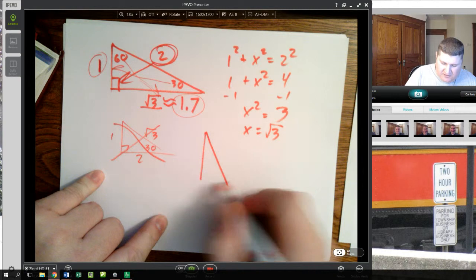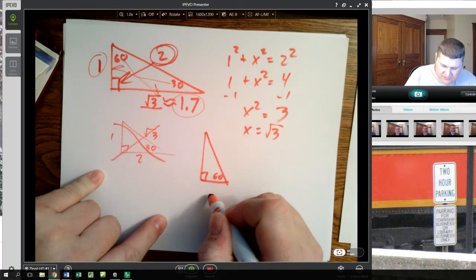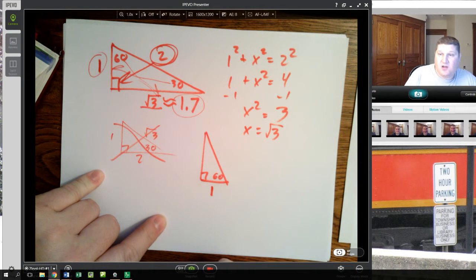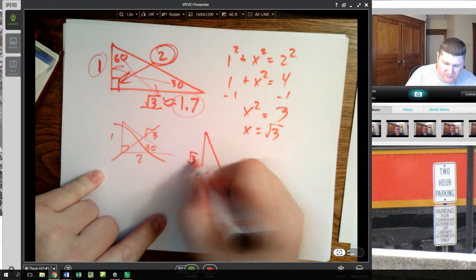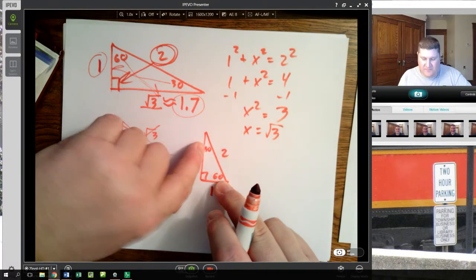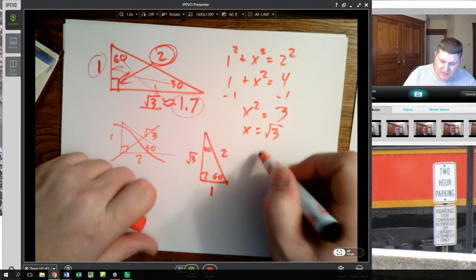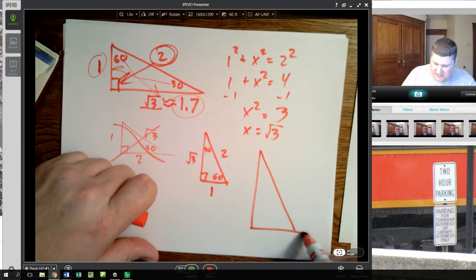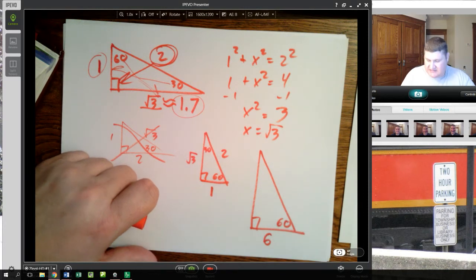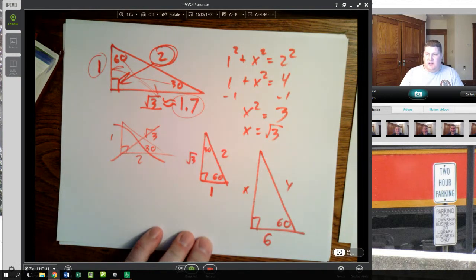Now, even if I turn it up like this, if I give you 90 and 60, and I tell you that this is 1, automatically you know square root of 3 and 2 and 30, because I can do this by subtraction. I know that in a 30, 60, 90, if this is 1, this is root 3. But let's do it again with something a little different. Let's say I tell you this is 6. Oh, well, how do I find x and how do I find y?